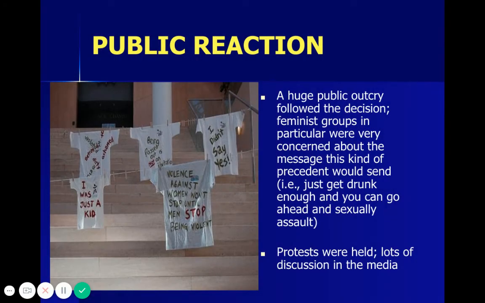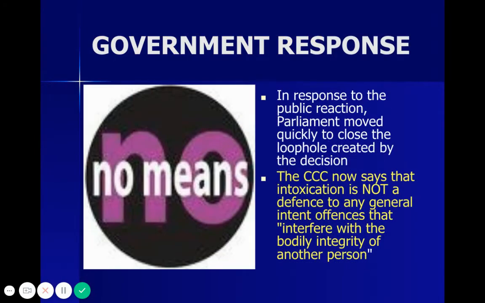Well, the response to this case was swift and instant. I was in university at the time, and I remember thinking, this is terrifying, because to a lot of women, and men that are victims of sexual assault, it sounded as though all that an attacker had to do was say that they were blotto drunk and then they could get away with sexual assault. And that's not okay. So there were a ton of protests, a lot of discussion in the media, art exhibits like this one. And then finally, Parliament responded and they closed the loophole that had been created by the decision.